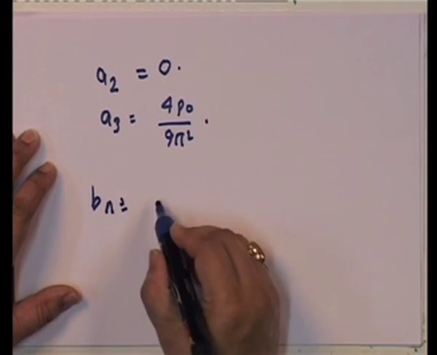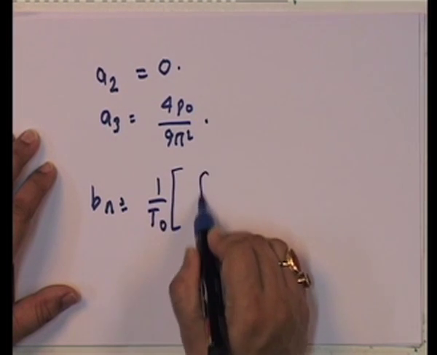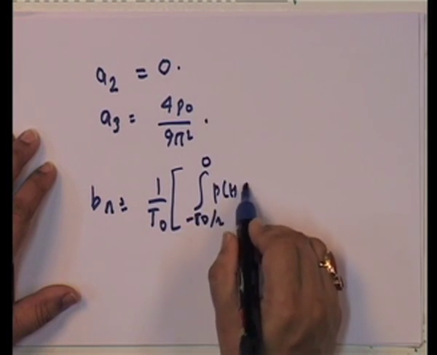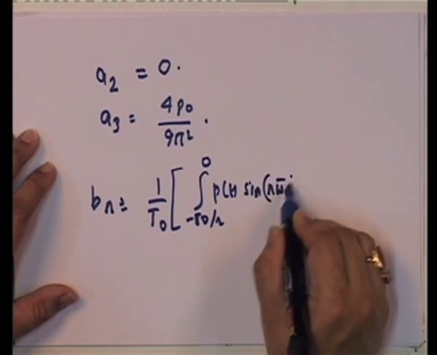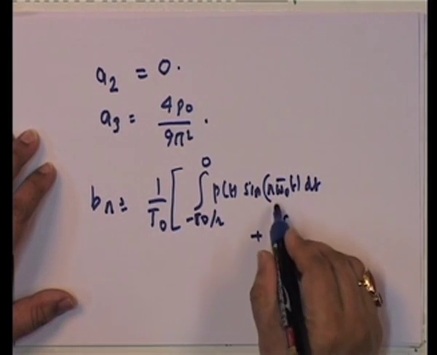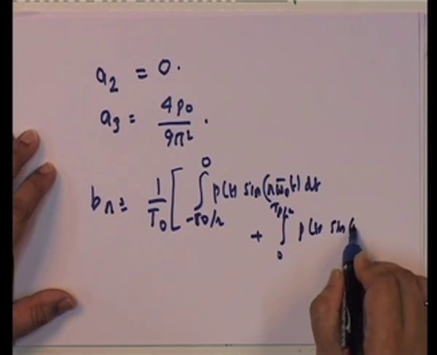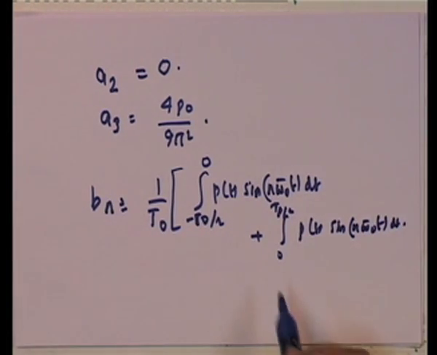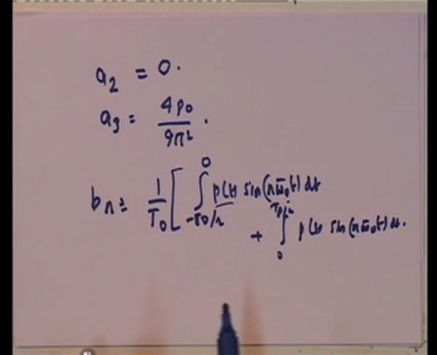B n is equal to 1 upon T naught, the integral from minus T naught by 2 to 0 of P t sine n omega naught t dt plus the integral from 0 to T naught by 2 of P t into sine n omega naught t dt. Now, note that P t we saw was an even function, and sine is an odd function, right? It is an odd function.